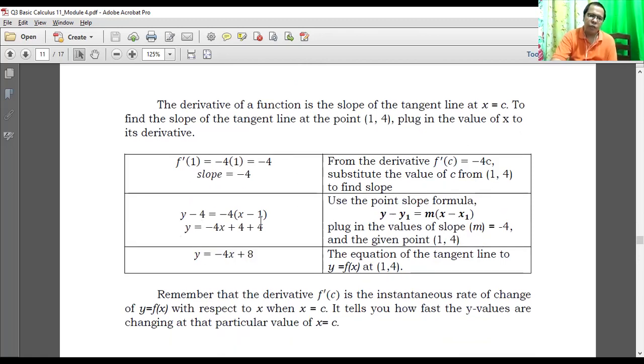Then substitute to the equation. So muna na yung equation of the tangent. Kaning 1.